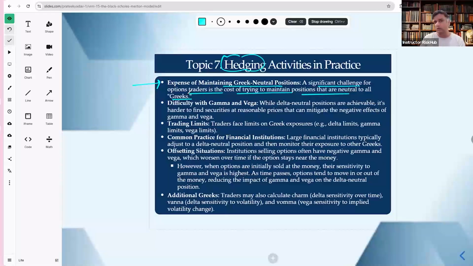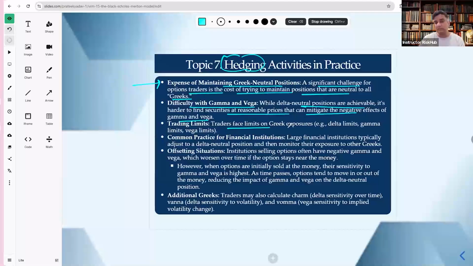So you have to choose, right? Normally we choose delta and gamma. Only delta and gamma we choose. But again, depending on the algorithmic trading strategy and the amount you have, decide. Difficulty with gamma and vega: while delta neutral positions are achievable, it's harder to find a security that can mitigate the negative effects of gamma and vega. Gamma we try, vega we never try.